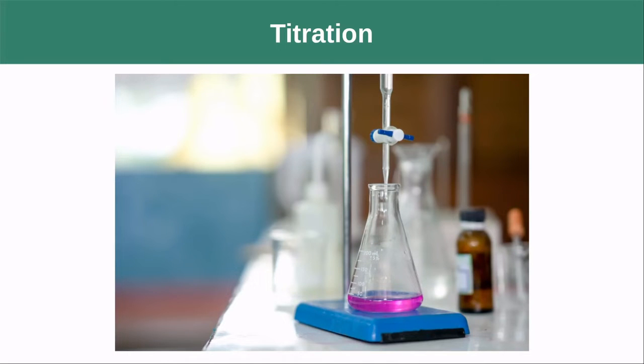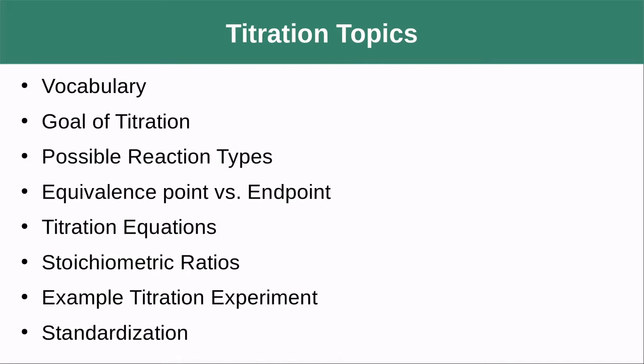Hello everybody. In this video we're going to learn about titration. We'll start off by covering some of the vocabulary used in titration. We'll discuss the goals of titration. We'll talk about possible reaction types that would be appropriate for titration. We will talk about the difference between equivalence point and the end point. We'll go over the titration equations and stoichiometric ratios, and then finally we'll do some example titration experiments.